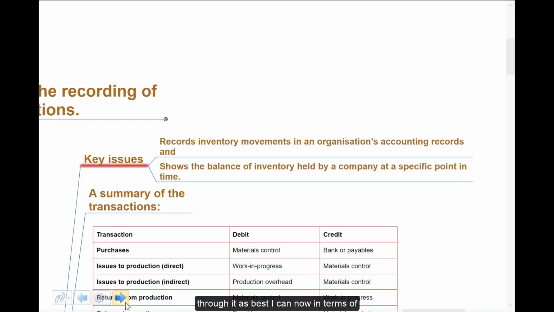Now, in terms of the key issues when we're accounting for materials, the first issue is really to make sure that inventory movements are reflected accurately in an organization's accounting records. Now, that may seem simple enough, but when we look at the range and type of material, it makes it a little bit more complicated. Outside of that, accounting will show the balance of inventory, in whatever form that is, held by a company at a specific point in time.